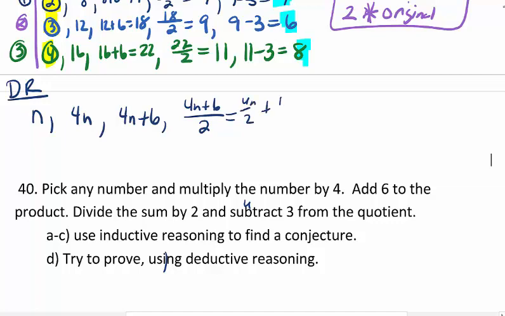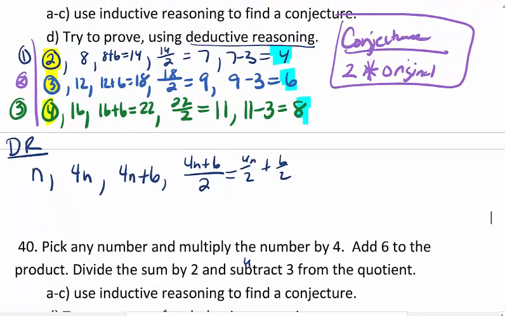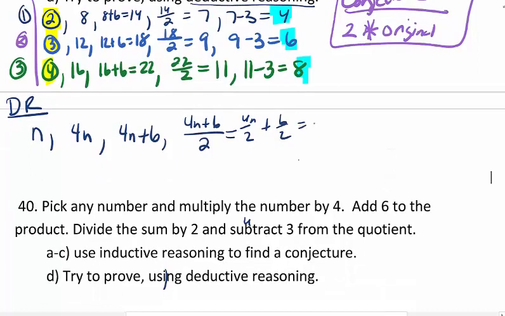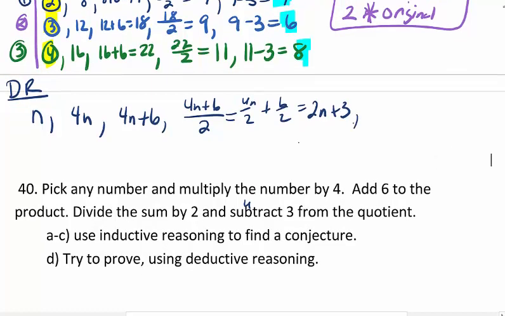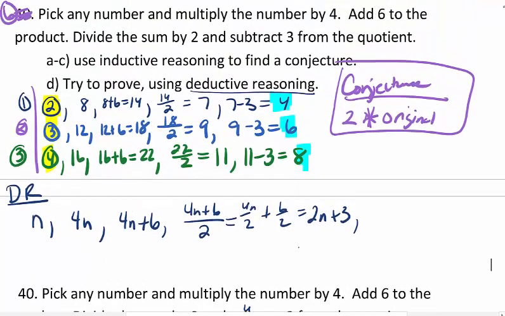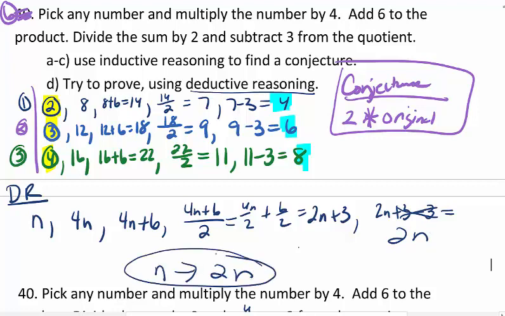And be careful here. You divide each piece by 2, so that gives you 2n plus 3. It doesn't just divide one piece. Dividing by a monomial means divide each piece. So I now have 2n plus 3. And now I subtract 3 from that quotient. So my last step is to subtract 3 from that quotient, which gives me 2n. So I started with n, and I ended up with 2n, which is what my conjecture said.